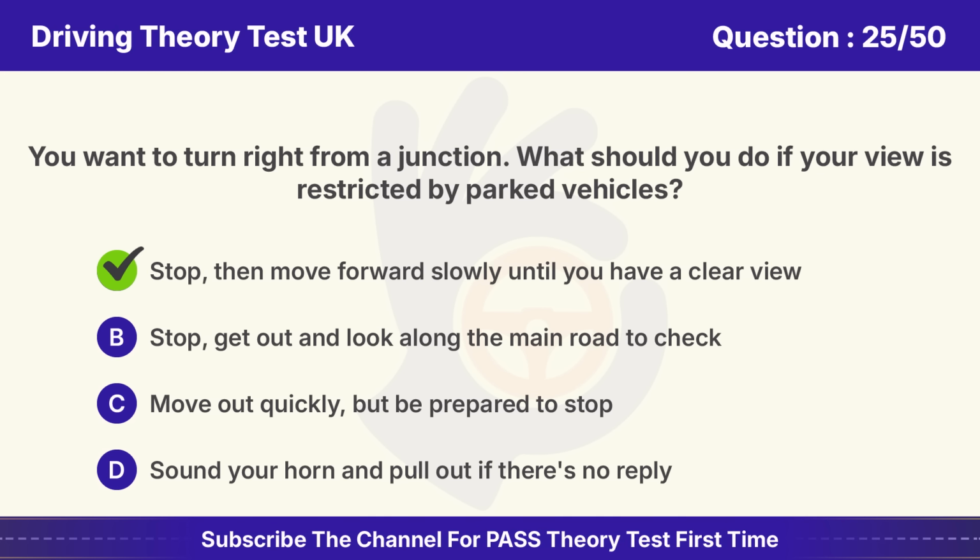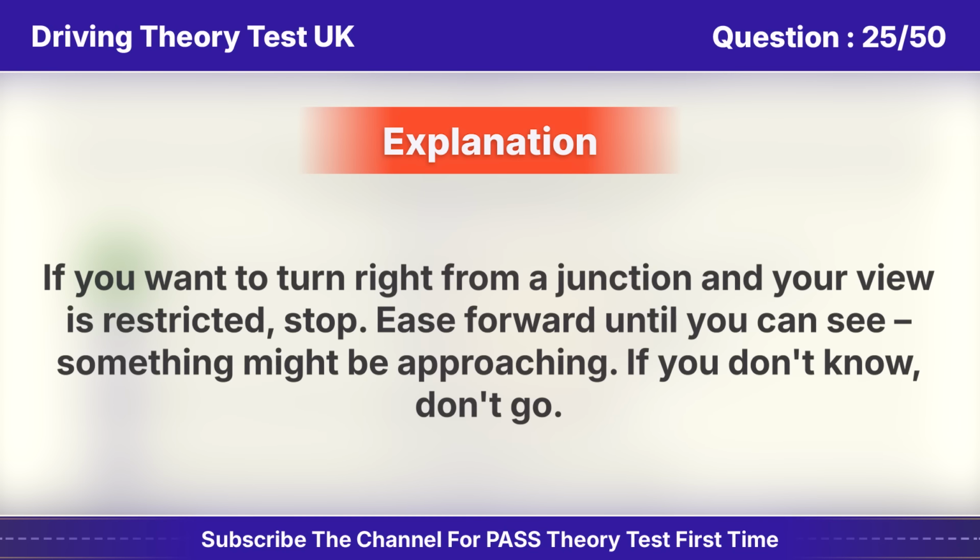Answer is A. Stop, then move forward slowly until you have a clear view. If you want to turn right from a junction and your view is restricted, stop. Ease forward until you can see something might be approaching. If you don't know, don't go.